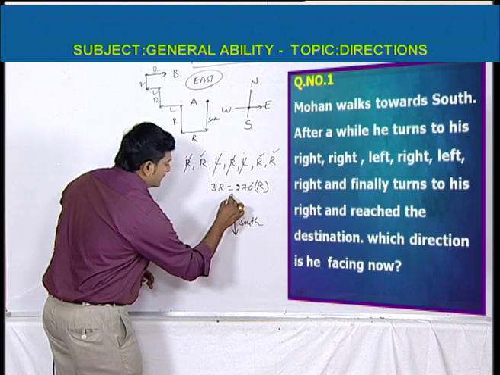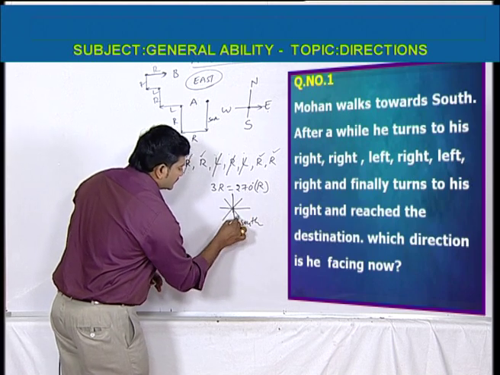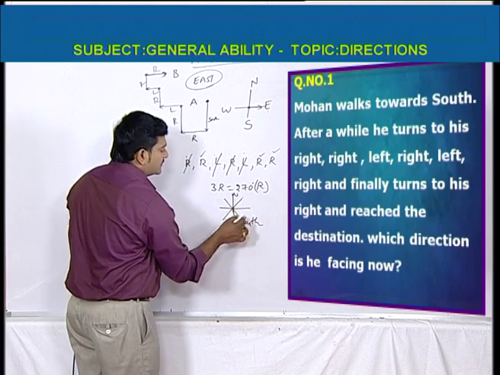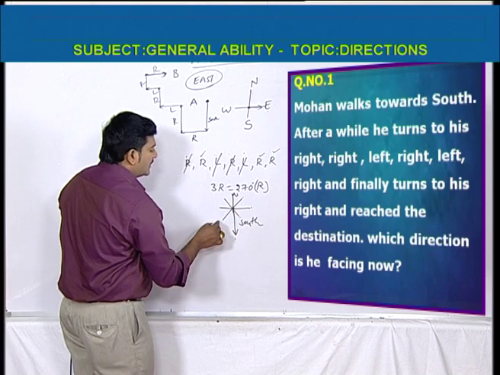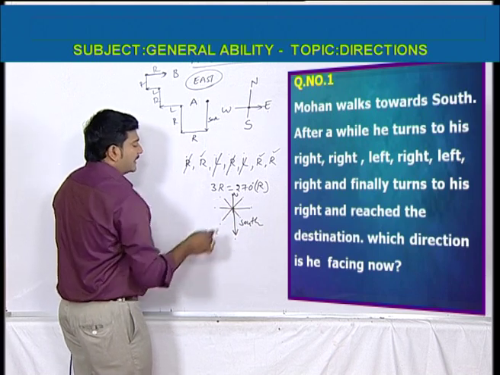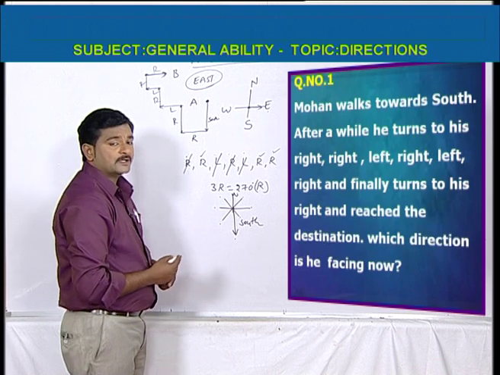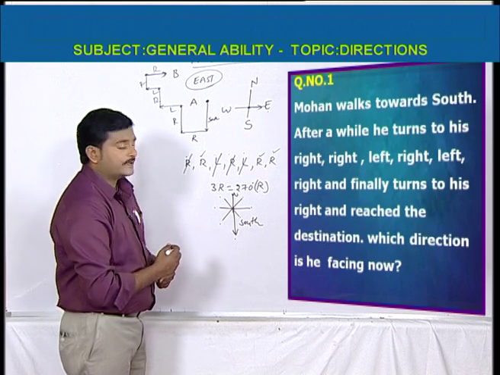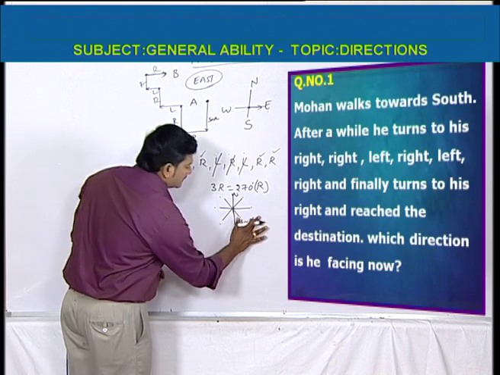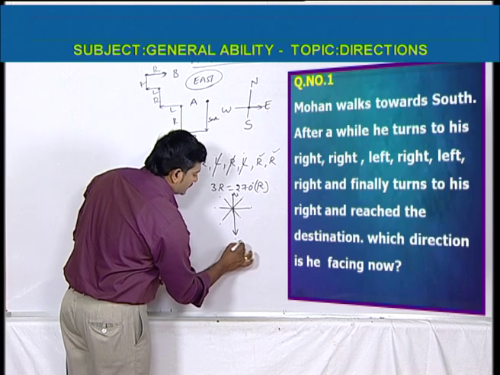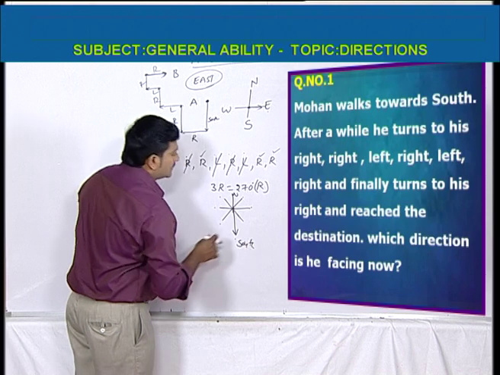So here, roughly take the diagram, complete directions. Here north is there, and northeast, east, southeast, south, southwest, west, and northwest, all 8 directions. There are 4 main and 4 cardinal directions. So now think that this is the south direction. Now Mohan is walking towards the south direction.